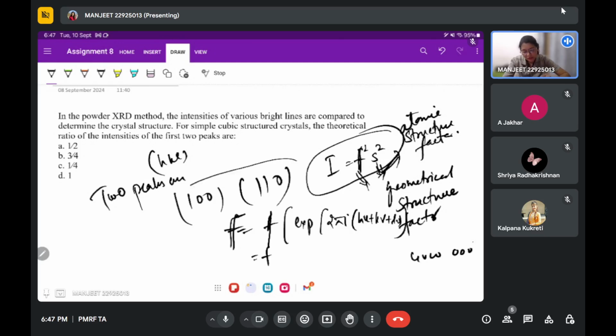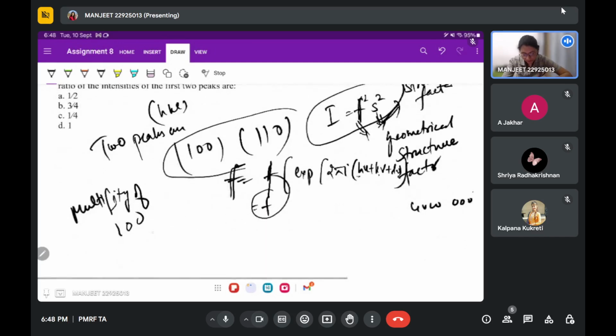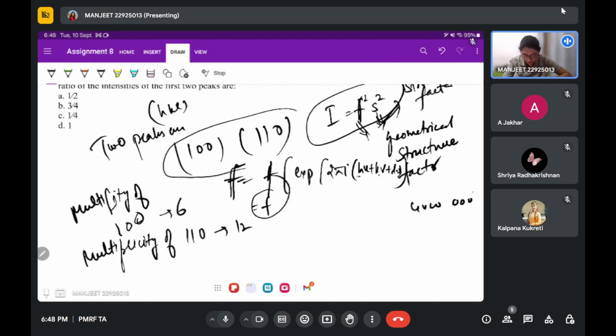For both the intensity, it doesn't matter where your H, K and L are, because your UVW are 0 0, so this is the same thing. But you know the multiplicity also reflects in your atomic structure factor. The multiplicity of the 100 is 6, and the multiplicity of your 110 is 12. So intensity also depends upon the multiplicity.